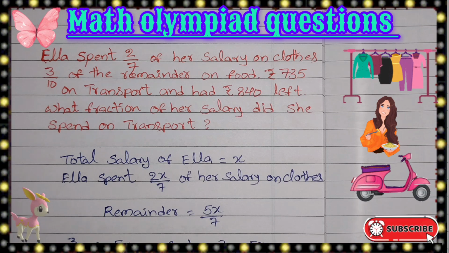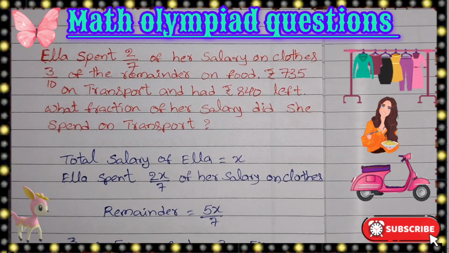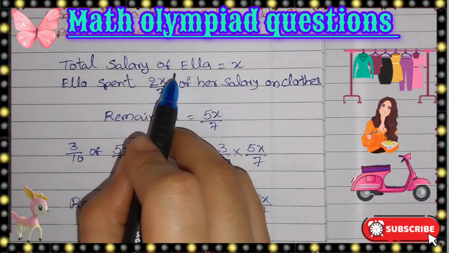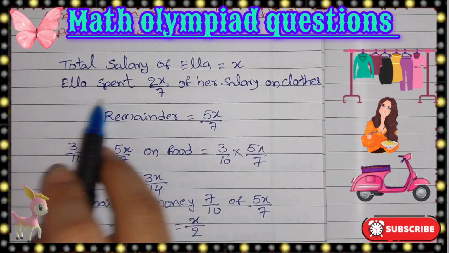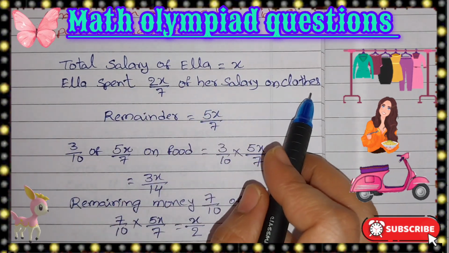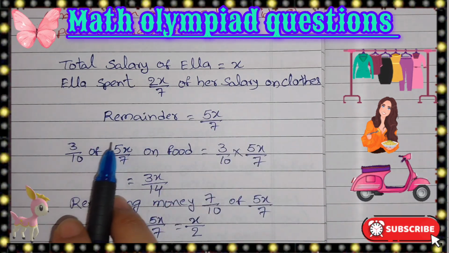Read the question carefully and understand it, what is given and what we have to find. Let's see how to solve this problem. Let's assume that the total salary of Ella equals x. Ella spent 2x/7 of her salary on clothes.